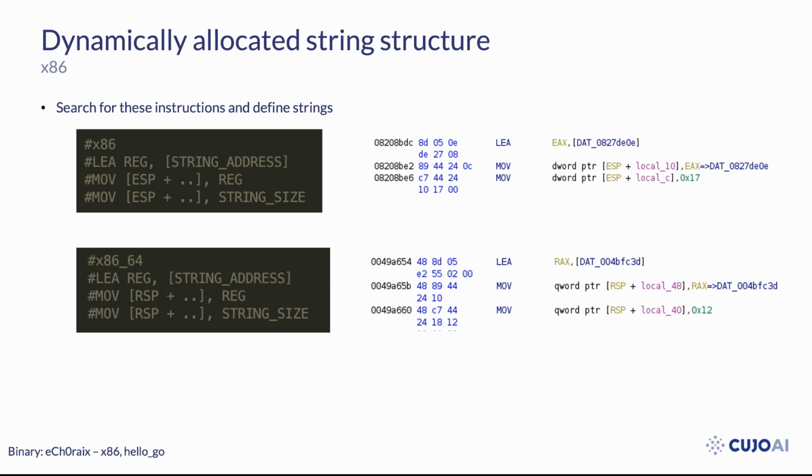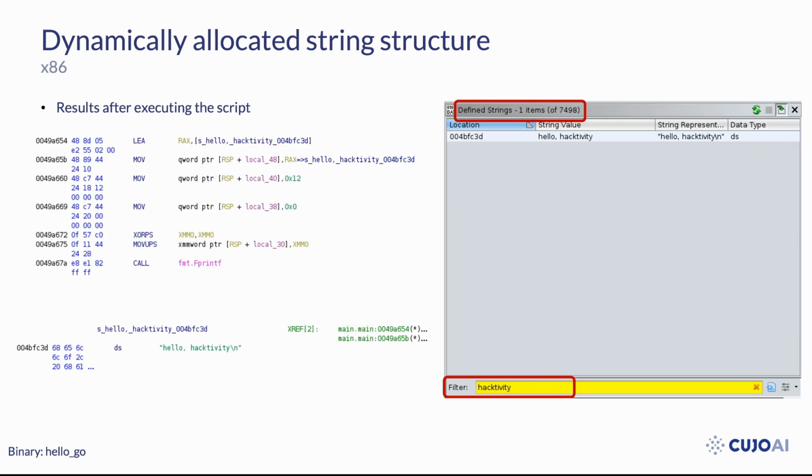We can see the 32 and 64-bit versions, not really different. So as we already talked about, first the address of the string is placed into a register, and then this is placed to the stack along with the size of the string. So if we execute our script, we can see that now hello activity will be defined, and it will be much easier to read the assembly code because we can see the string that we are looking for.